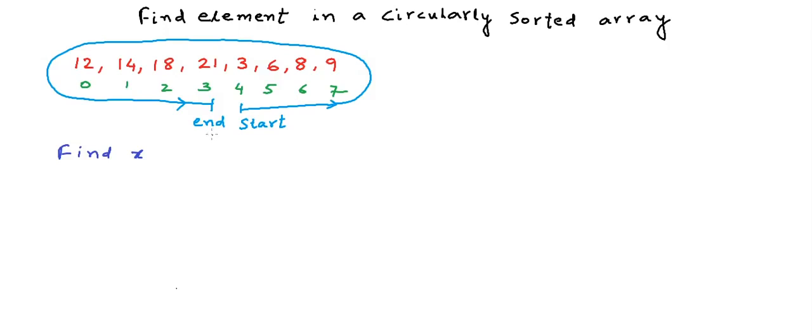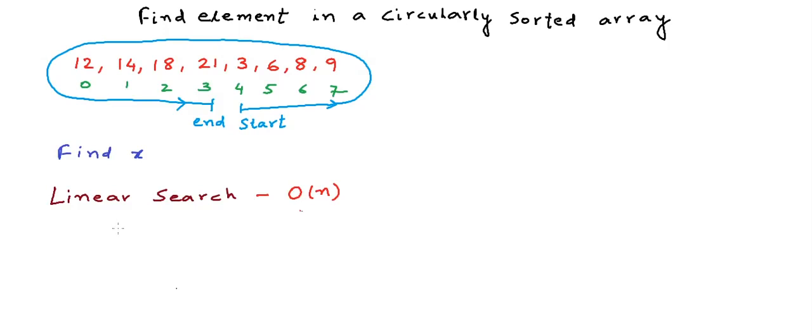So how do we solve this problem? The simplest approach would be to perform a linear search where we scan the whole array to look for x. But in this approach, we will not make use of the property of the array that it is circularly sorted. And the time complexity for this approach would be big O of n, where n is the number of elements in the array. So what else can we do?